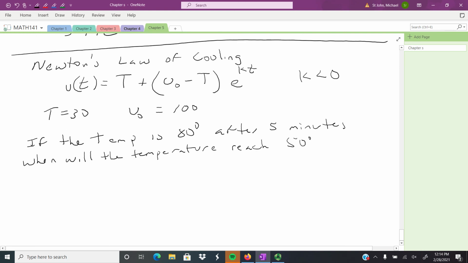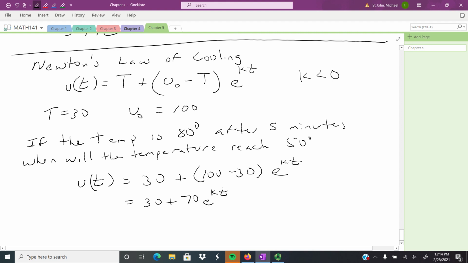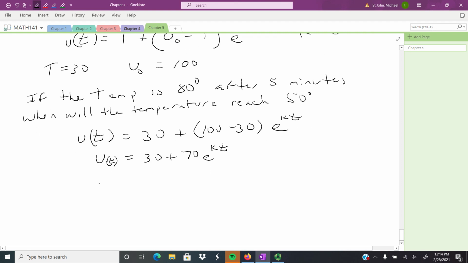So we can first find our formula for U of t. It is going to be 30 plus 100 minus 30 times e to the kt. So it's going to be 30 plus 70e to the kt. Right? So now we can use what we know. And so now we have that 80 is going to equal 30 plus 70e to the 5k.